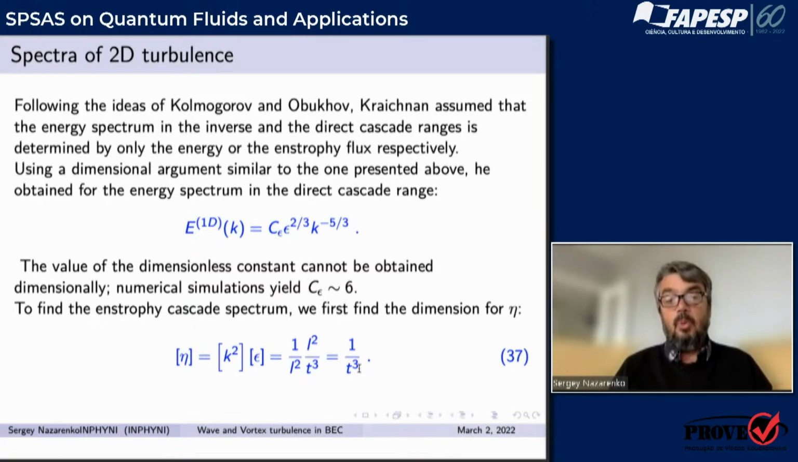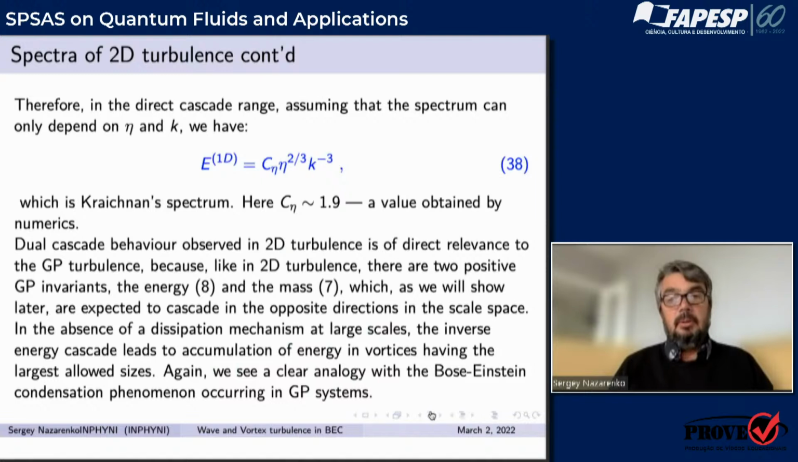And there is only one combination that allows us to build the dimension of the energy spectrum out of the dimensions of eta and K. And this is the famous Kraichnan spectrum, K to the minus 3. Okay, and the experimental value for the constant is approximately 1.9.